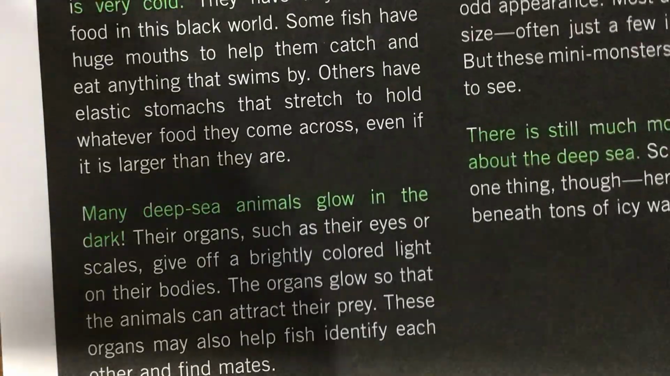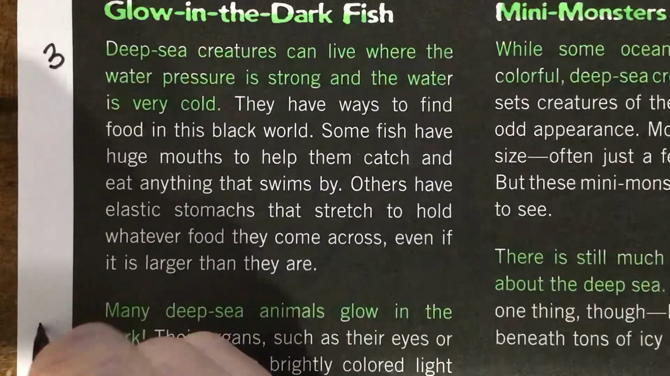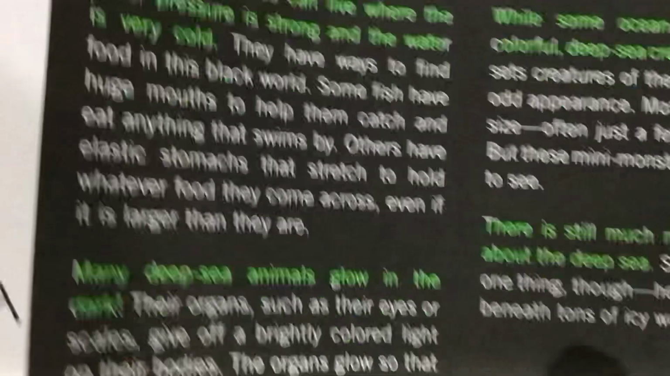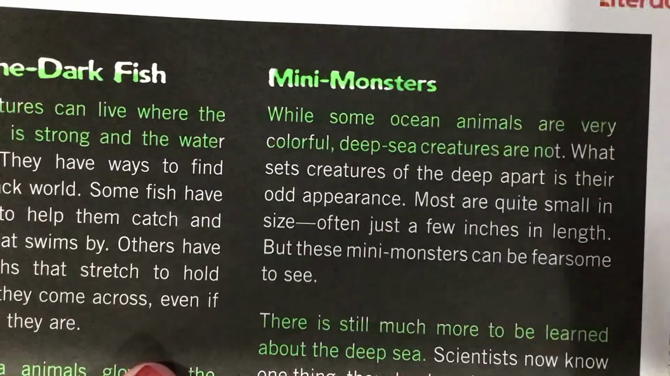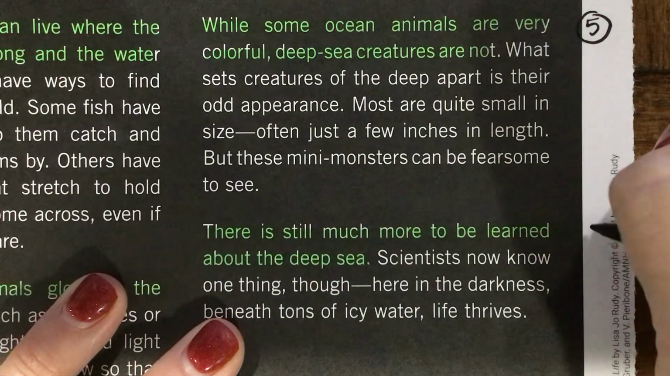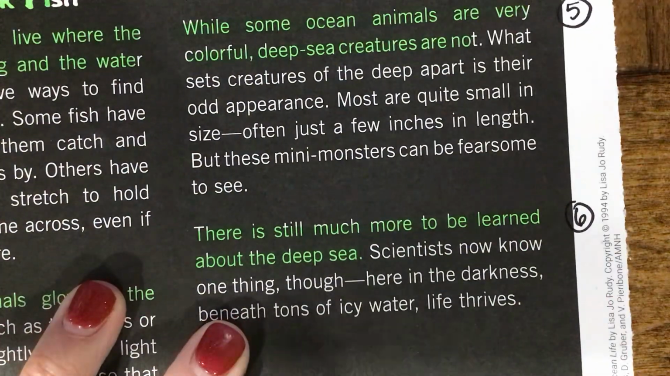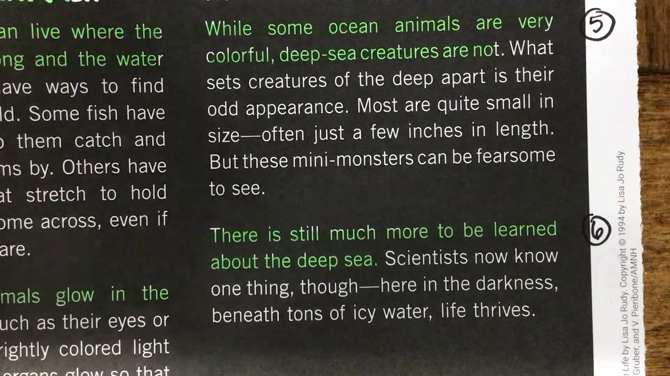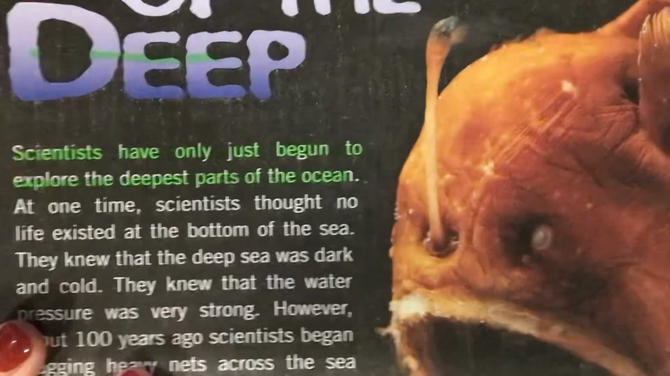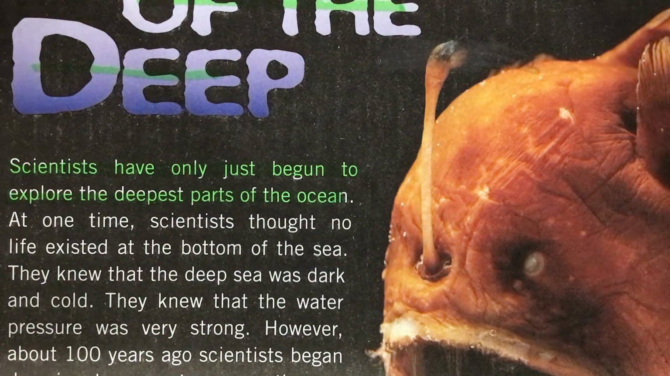Here I have paragraph 3, paragraph 4. And then for these, I'm going to just put over here paragraph 5. And down here we'll have paragraph 6. So there's only 6 paragraphs, not a whole lot of reading today. Now let's talk about a few vocabulary words that we're going to find as we read this article.